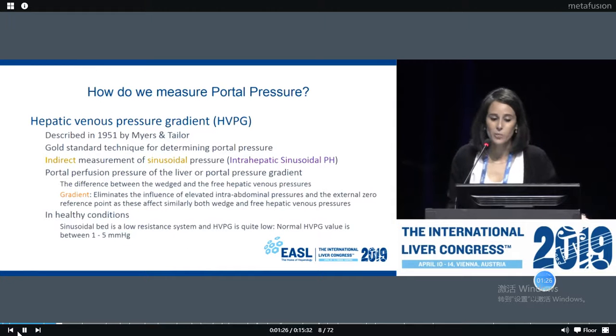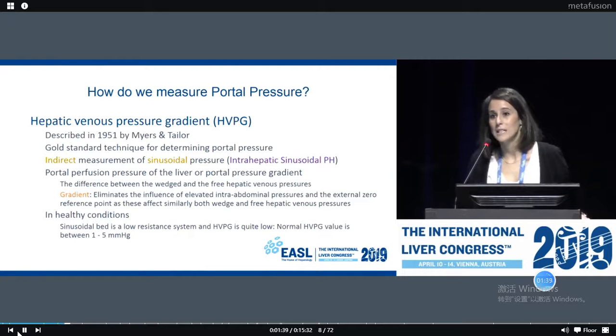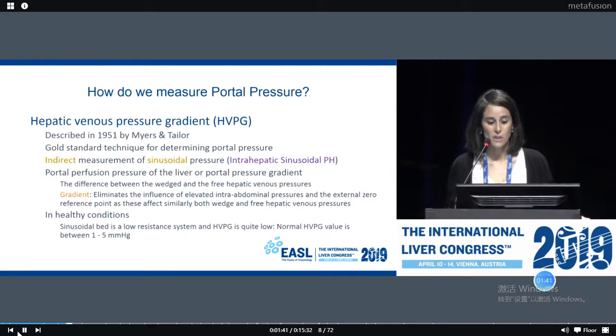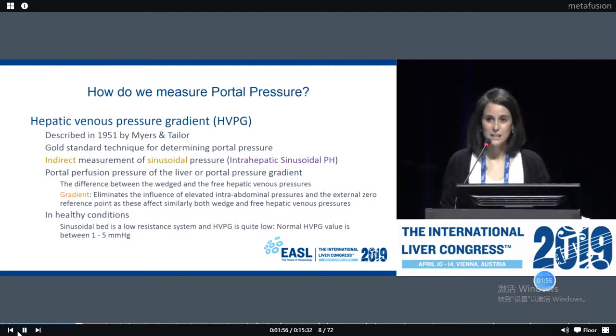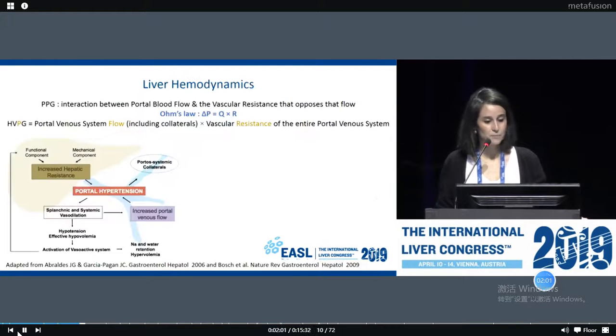How do we measure the portal pressure? The gold standard and the most used method is the hepatic venous pressure gradient, by hepatic vein catheterization. And it's important to remember it is an indirect measurement of the sinusoidal pressure, and it's expressed as a gradient that helps to eliminate the influence of elevated intra-abdominal pressure. In healthy conditions, the sinusoidal bed is a low resistance system, and HVPG is lower than 5 millimeters of mercury.